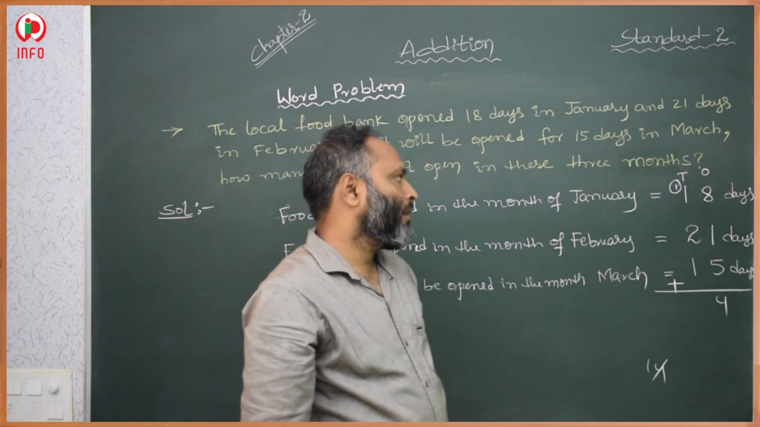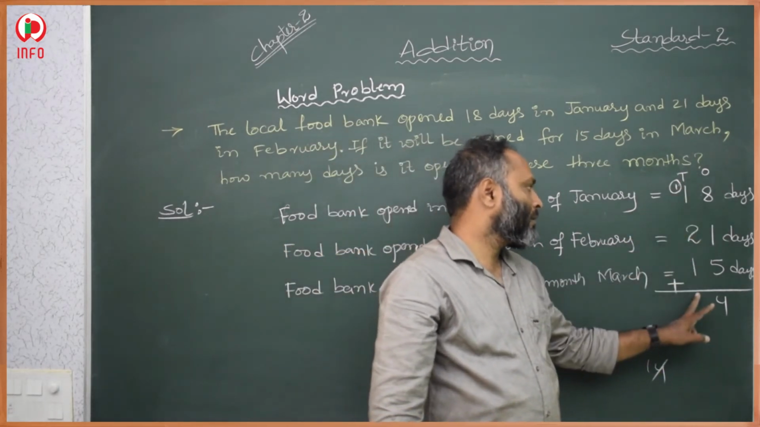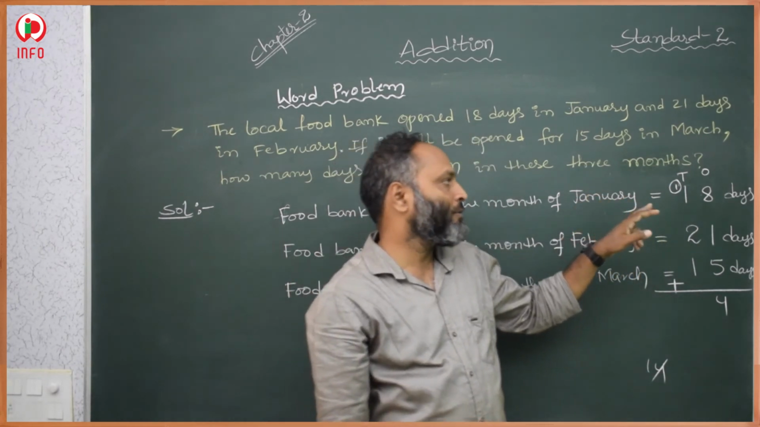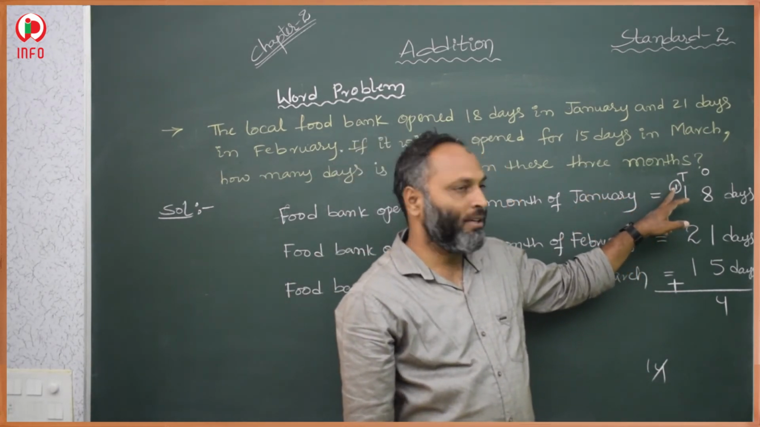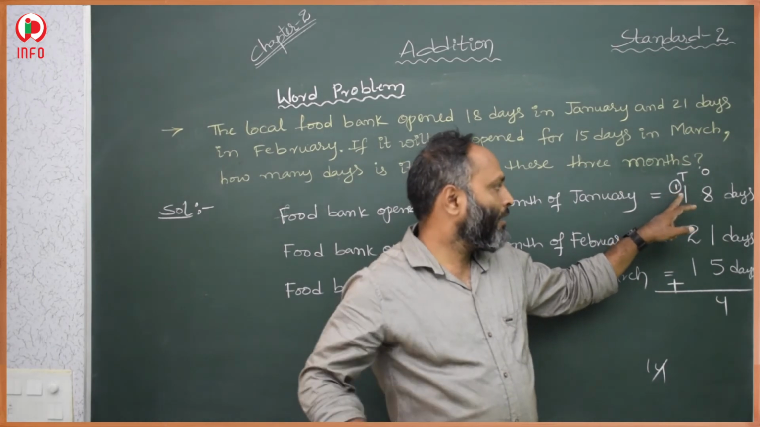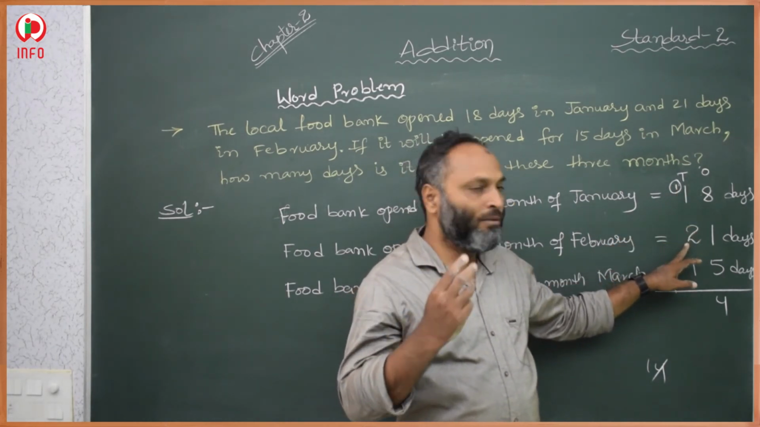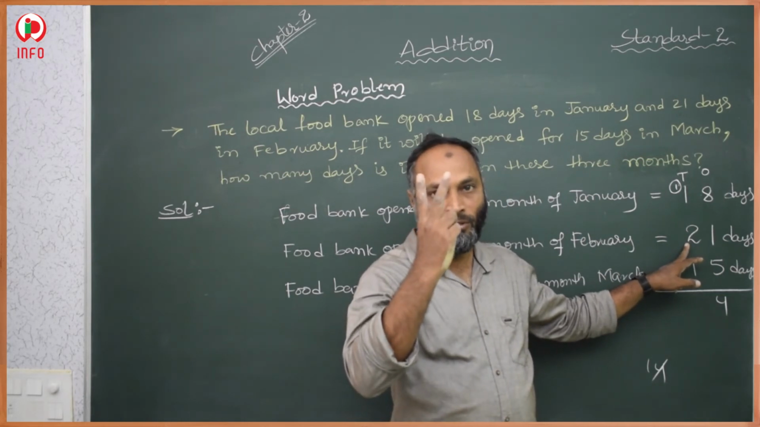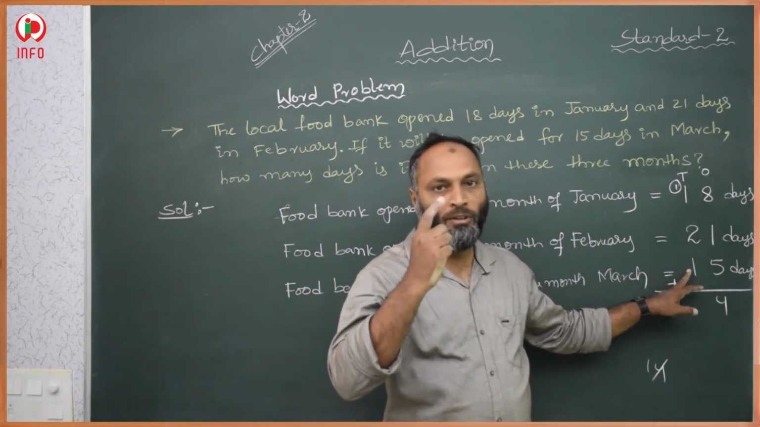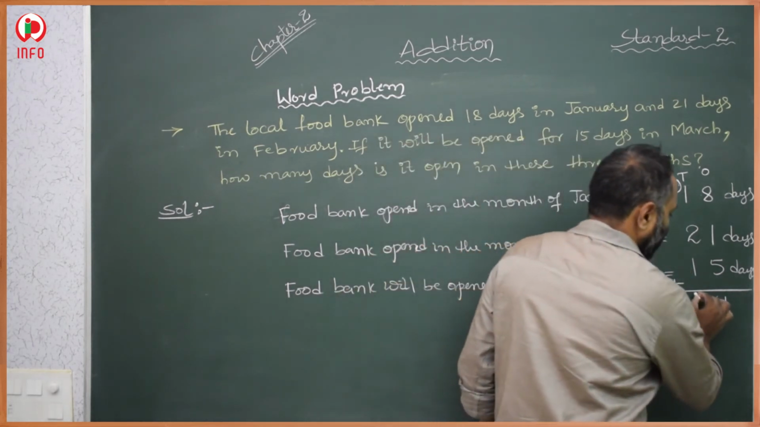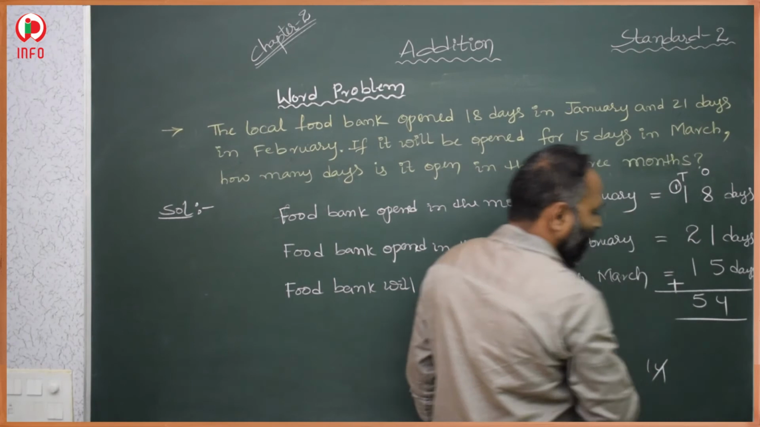Then after that we have to add all the values in the tens place. First 1 and 1, 1 plus 1, 2. Then 2 plus 2, 4. 4 plus 1, 5. The total is 5, so the sum is 54.